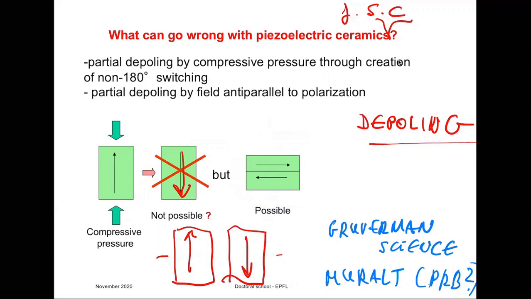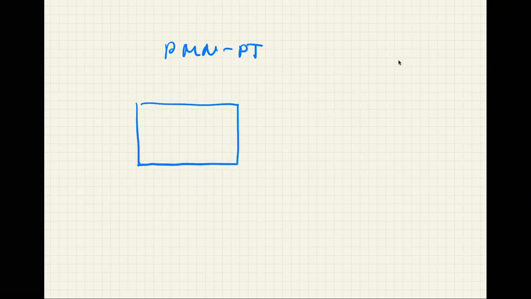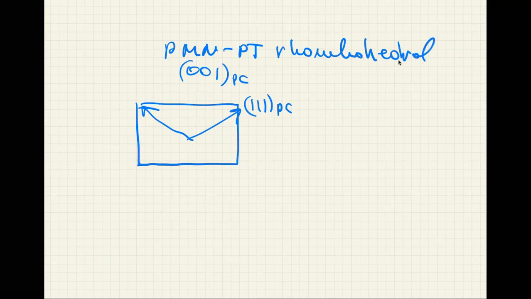Now, what would happen with the single crystals? In most single crystals, you would expect to see the same behavior as in ceramics. However, there are some exceptions. For example, let's say we have one of these PMN-PT crystals, and we look at the crystal which is poled along the 001 pseudocubic direction, and polarization is along the 111 pseudocubic direction. So it's rhombohedral. So you have poling in the so-called 4R structure. Now, if you apply pressure on this, in principle, you should not depole it.